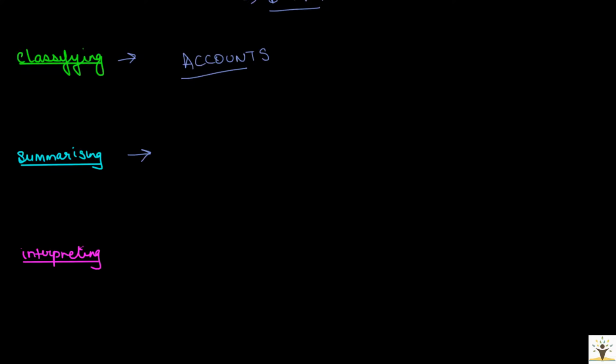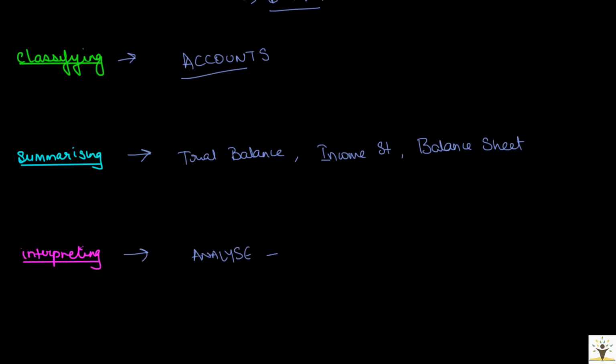Hence, summarizing is the next step and it is done by preparing trial balance, income statement and the balance sheet. What these statements mean and how they are prepared will be studied in the later videos. The last step in accounting is the interpretation of data. Interpretation means analyzing the data, to determine whether the performance of the business was good or bad, or what improvements can be done to improve the performance for the next period.